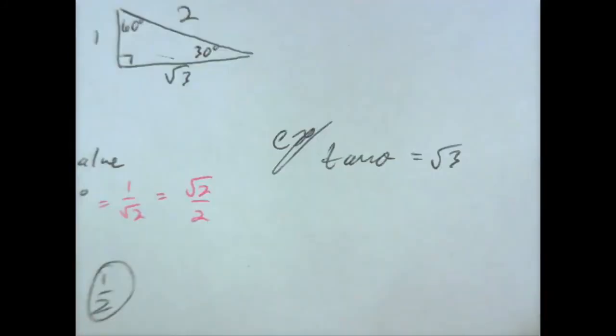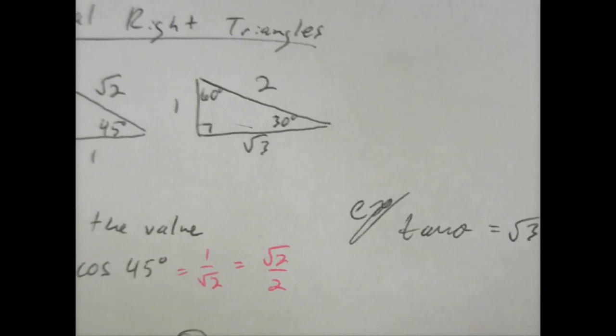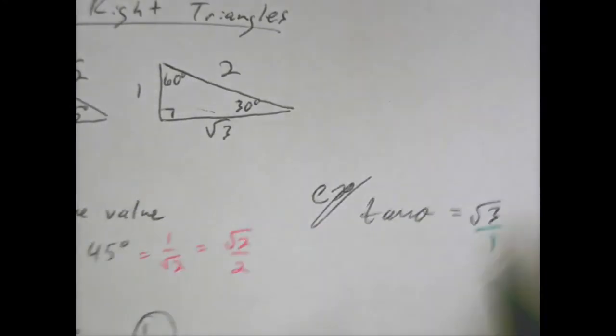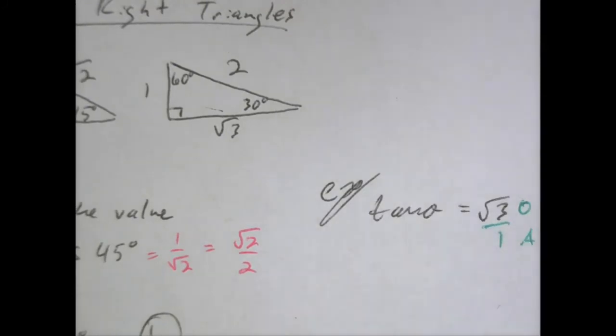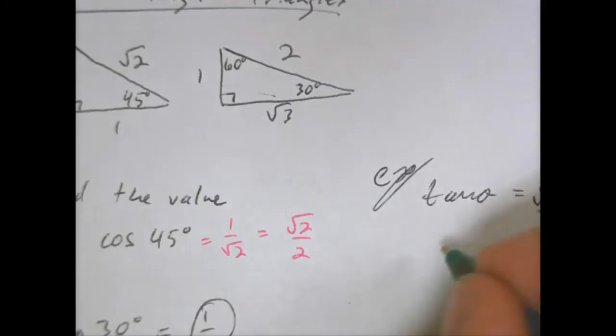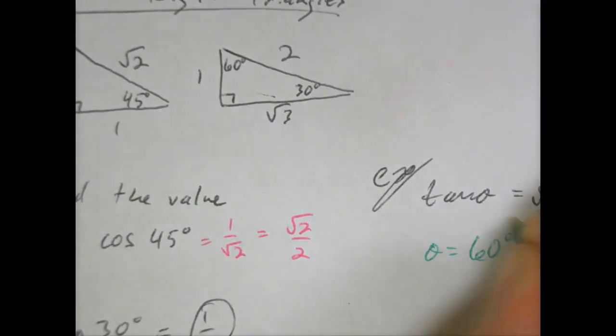Next one, I usually don't rapid fire, but with these, just make sure you know your triangles. Tangent theta equals square root 3. There we go. Square root 3, which is really square root 3 over 1. So square root 3 is my opposite, 1 is my adjacent. So for the opposite to be square root 3 and the adjacent to be 1, my angle must be 60 degrees. Yay.